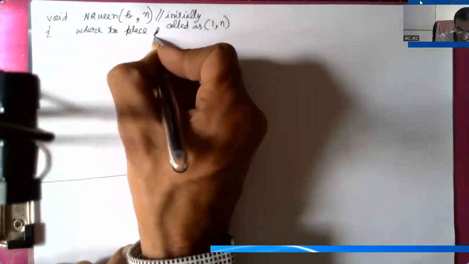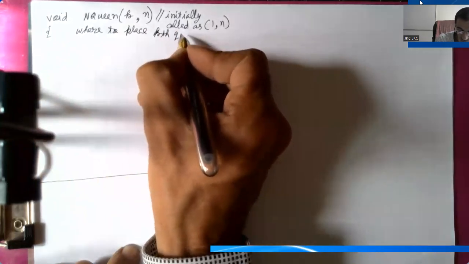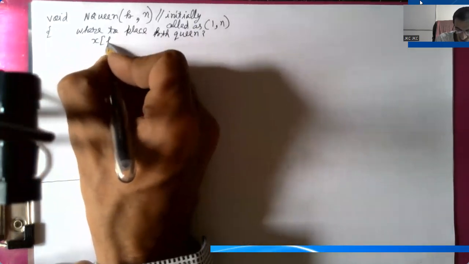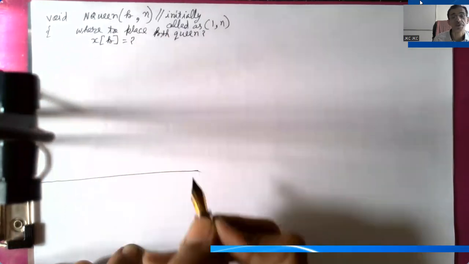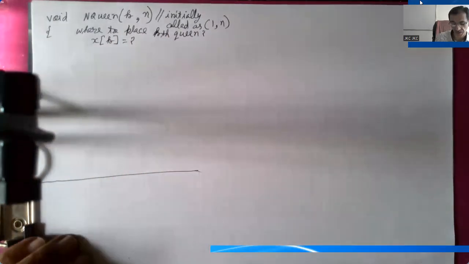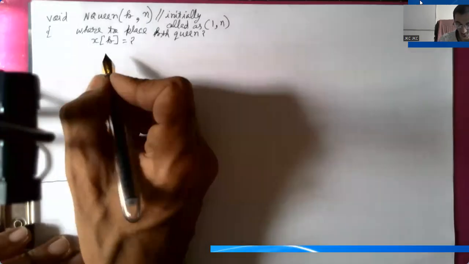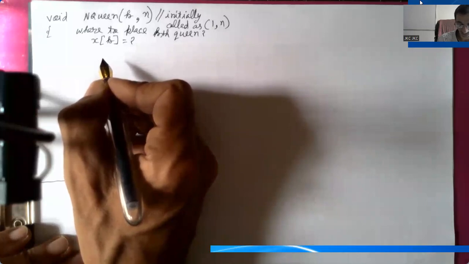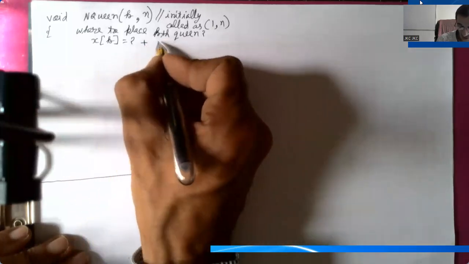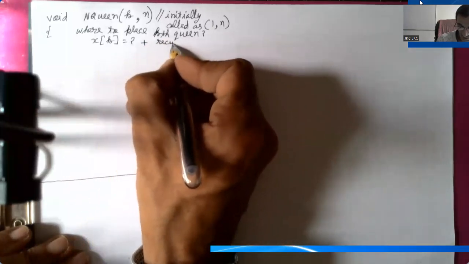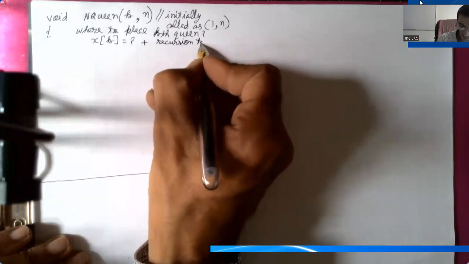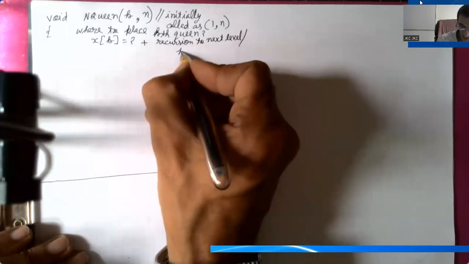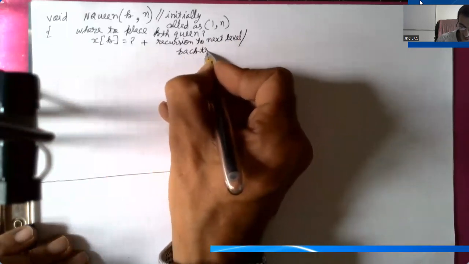The kth queen is to be placed and we have to find the place for this. Effectively, I have to find xk to be something. That is my logic, and of course, along with backtracking or further recursive calls to be implemented. So this plus next recursion to the next level, or if not possible, then backtrack. So this is the logic I want in this module.